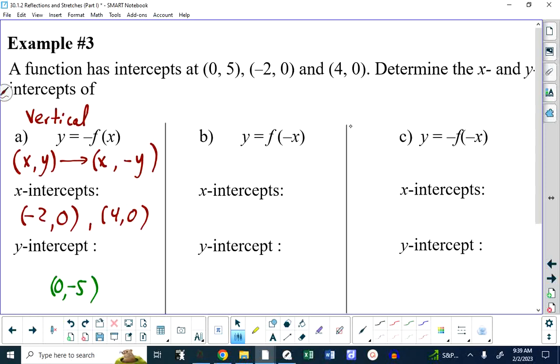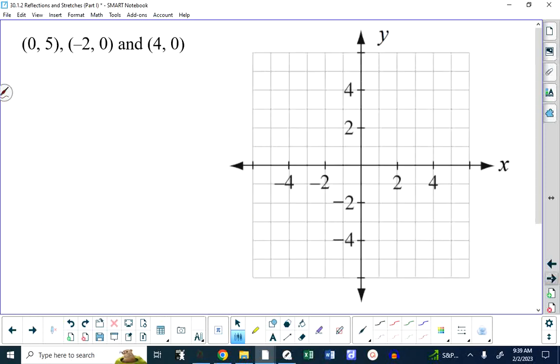Now, certainly, everybody, what you could have done is you could have plotted these points. You don't know what the function looks like, but you could have plotted those points and said, where will those points land if I reflect everything vertically? And if I reflect everything vertically, these 2 points here and here will not move. This point, of course, will move down to here, and then you could have read the coordinates.